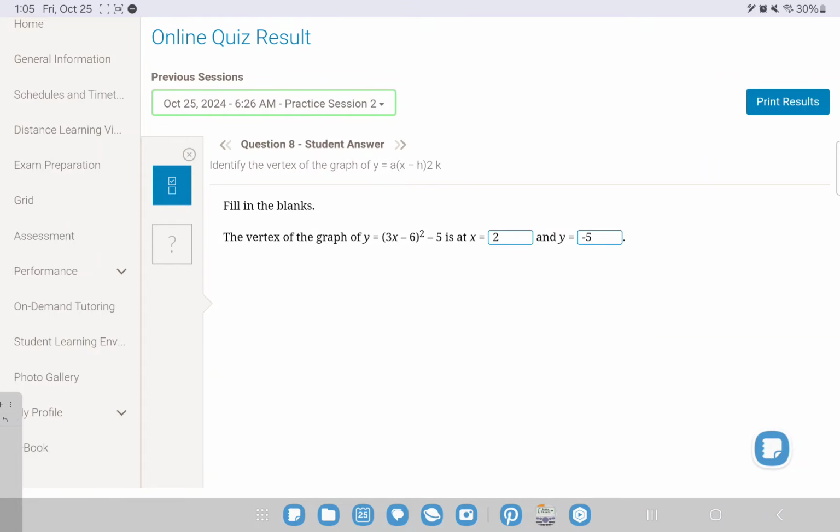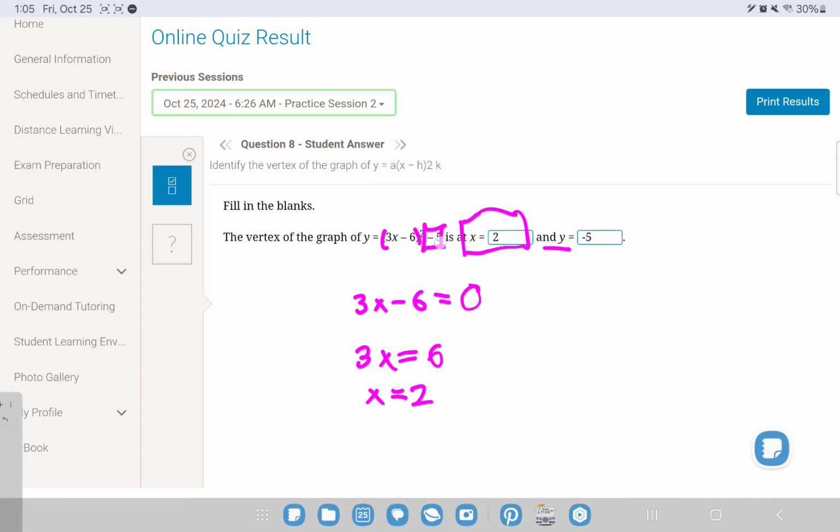Okay. Again, vertex. Whatever makes this 0 is your first value, it's your x. So 3x minus 6 equals 0. 3x equals 6. X equals 2. So x equals 2. That's it. And y is any value that is here, which is -5. You copy it, same. That's it.